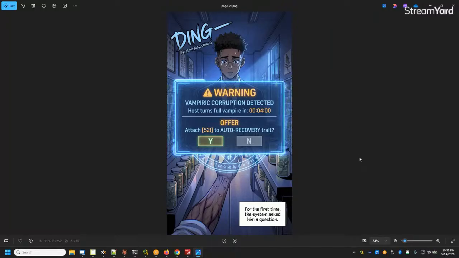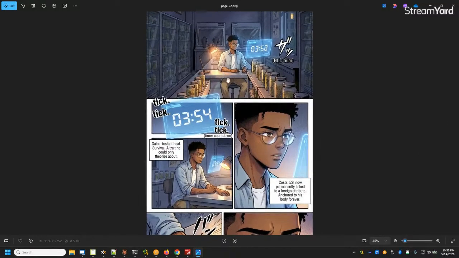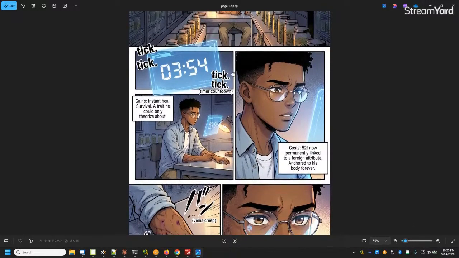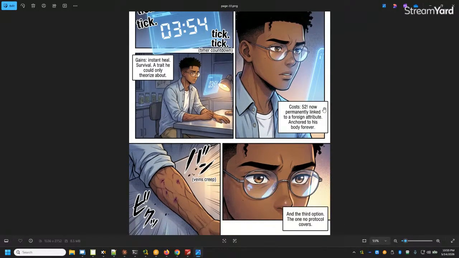For the first time, the system asks him a question, and of course he says yes, because what choice does he have? I was confused about what it was trying to do here. Gains insta heal, survival, a trait he could only theorize about. 52 factorial, now permanent link to a foreign attribute anchored to his body forever, and that's anchored to his healing recovery. So now he has instant regeneration or instant heal or whatever. Yeah, instant heal is what they call it.